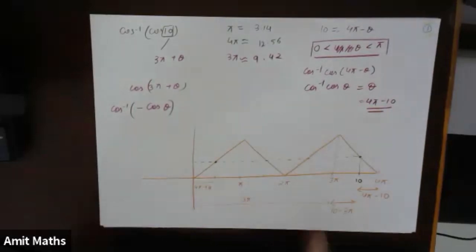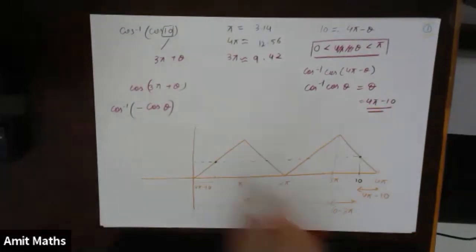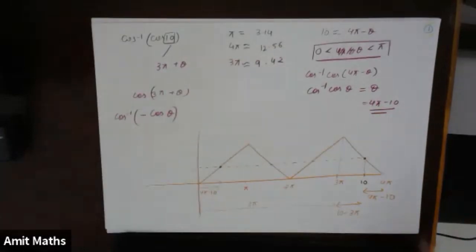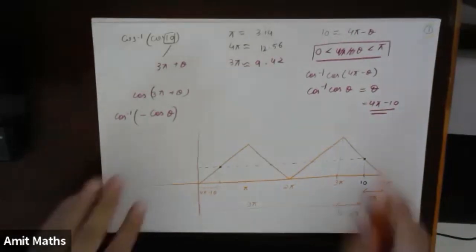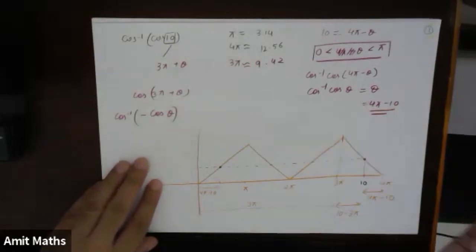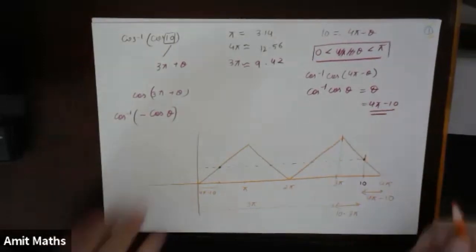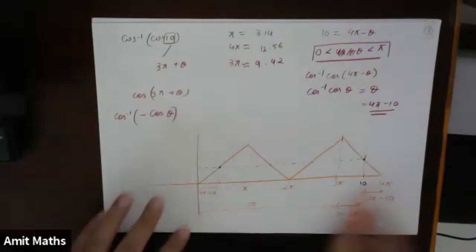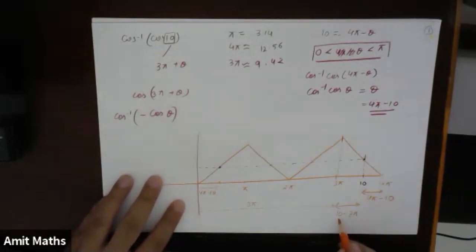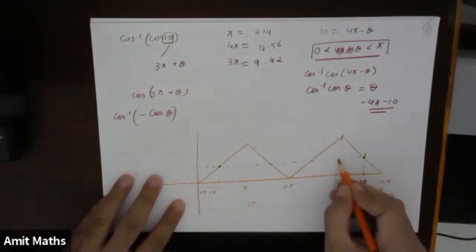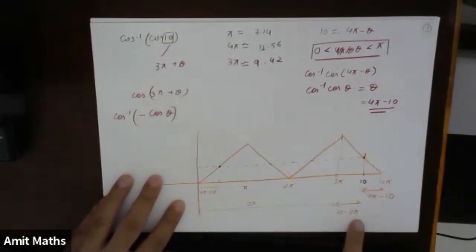Fine. Yesterday we did this thing, right? Second part was for this one, right? So now we have got 10 minus 3 pi, right? This 10 minus 3 pi is the difference from its highest point. That means from the highest point, how much you have to move towards the right is 10 minus 3 pi.